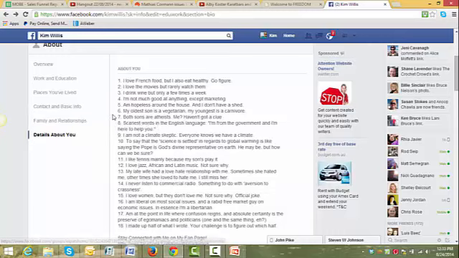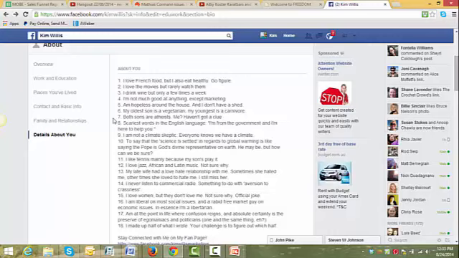I drink wine, but only a few times a week. I'm not much good at anything except marketing. I'm hopeless around the house, and I don't have a shed. My oldest son is a vegetarian. My youngest is a carnivore. Both sons are atheists. Me, I haven't got a clue. Scariest words in the English language: I'm from the government, and I'm here to help you. I'm not a climate skeptic. Everyone knows we have a climate.